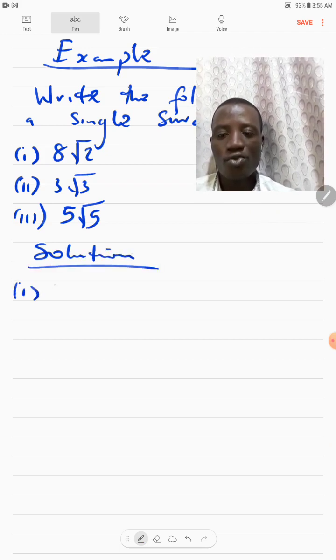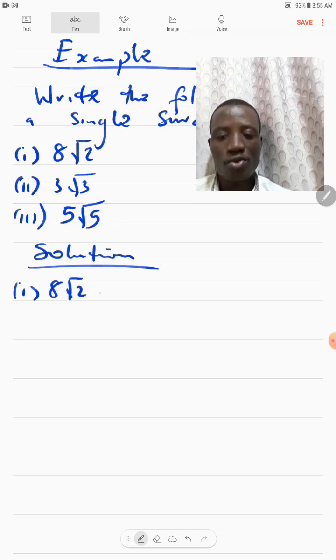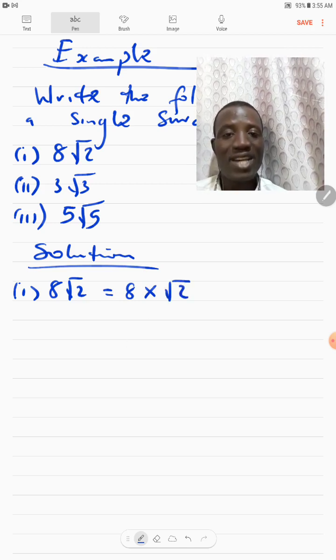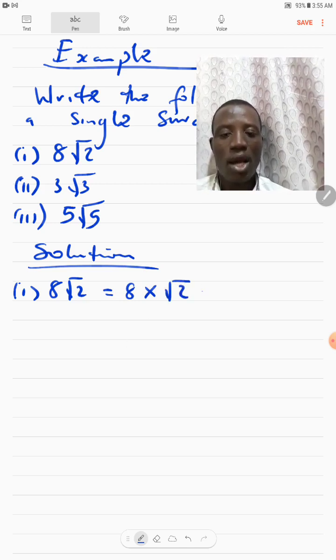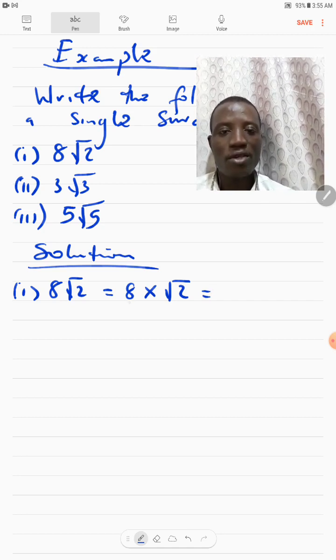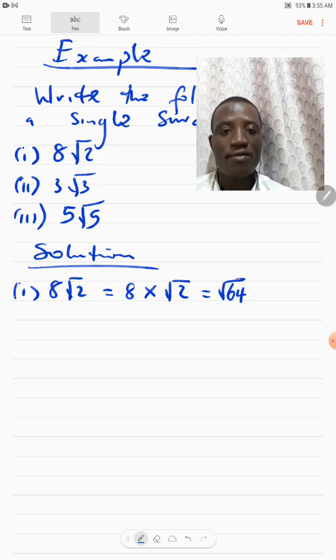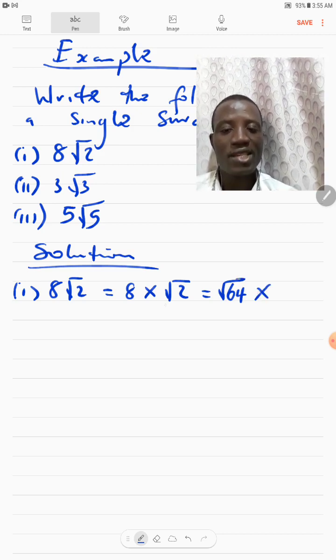The first one is 8 root 2. So immediately you can split this into 8 times root 2, of course, just like we are reversing what we did. And then think of the number, a perfect square whose square root will give you 8. What is that number whose square root will give you 8? That number is root 64. It's actually root 64 that gave us 8. So now 8 can become root 64.